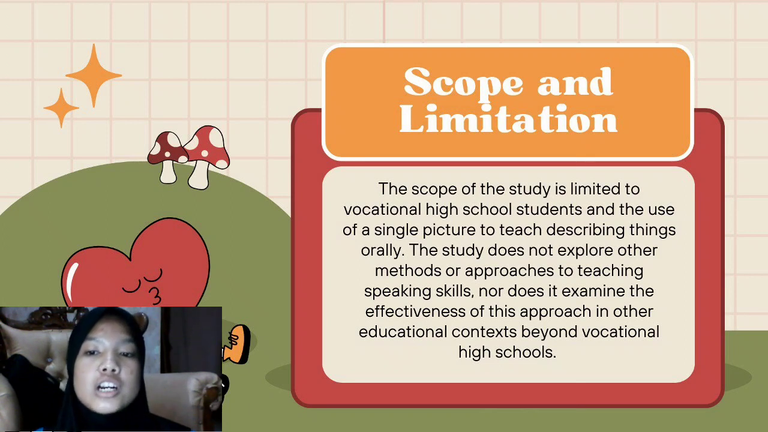And the third, scope and limitation. Based on the information provided, we can infer that the scope of the study is limited to vocational high school students and the use of a single picture to teach describing things orally. The study does not explore other methods or approaches to teaching speaking skill. Nor does it examine the effectiveness of this approach in other educational contexts beyond vocational high school.